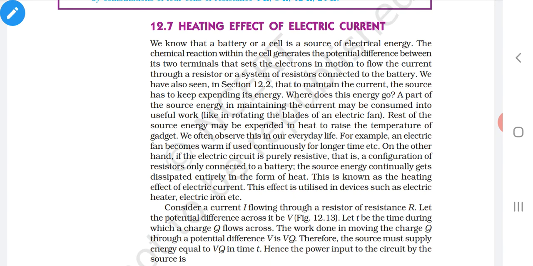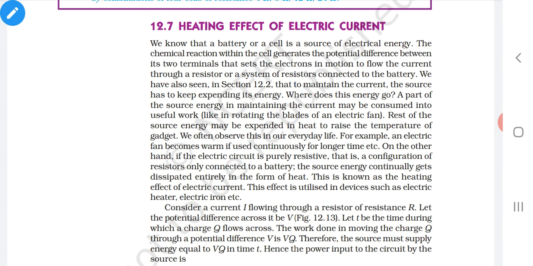Now let us consider a cell. A cell has one positive terminal and one negative terminal. Some chemical reaction is taking place inside the cell. Because of that, a potential difference is created between the two terminals. What are the two terminals? One is the negative terminal, the other one is the positive terminal.